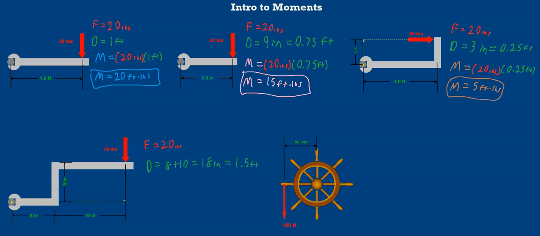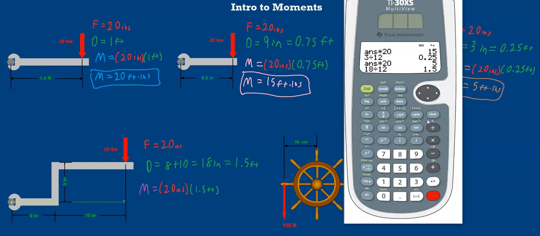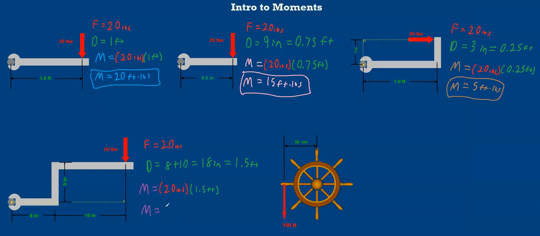And this time, let's make this fourth moment purple. So we'll say our moment is equal to our force, which is 20 pounds still, multiplied by the new distance of 1.5 feet. And so what do we get? Well, if we plug this into our handy-dandy calculator, we take that 1.5 feet and multiply it by 20 pounds, we get a moment of 30 foot-pounds.